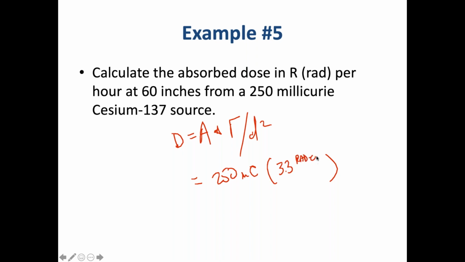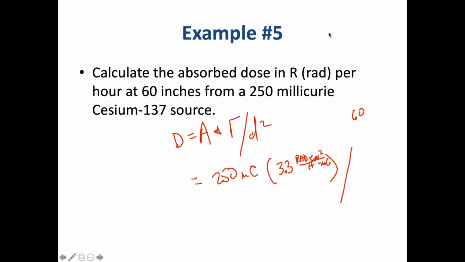Now let's get the units: rads centimeters squared per hour millicuries. Yes, 3.3, over the distance squared. So we want to keep our units the same, and distance is in centimeters. We have 60 inches, but we need our units to be in centimeters.